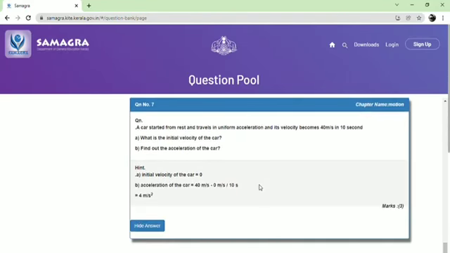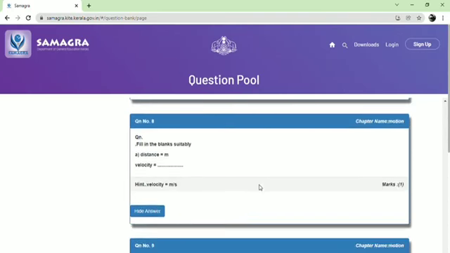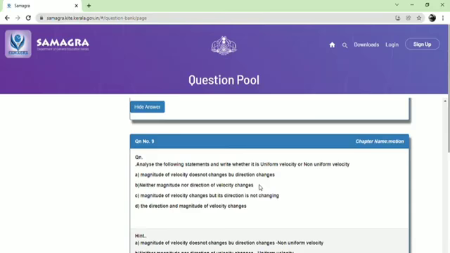Initial velocity of the car is 0. Acceleration, if it is given 40 meter per second in 10 seconds, then 40 minus 0 by 10. That is 4 meter per second square. Distance is meter. Velocity is meter per second.